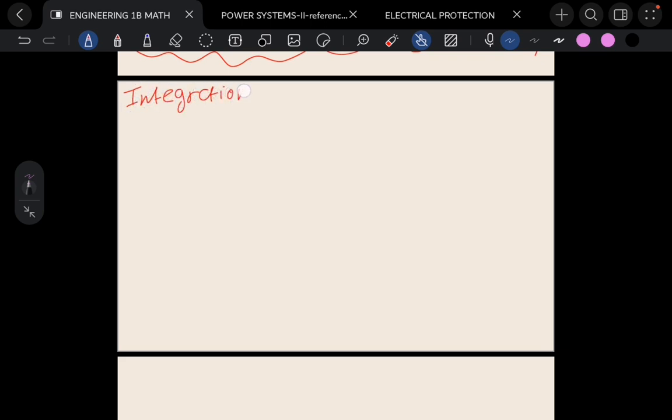integration using formulas. So the use of formulas, actually, it is the U sub. But I do not want you to dwell in the U sub. I do not want you to do that.